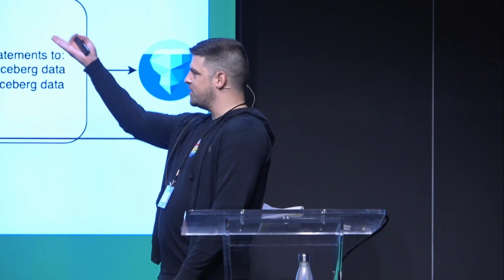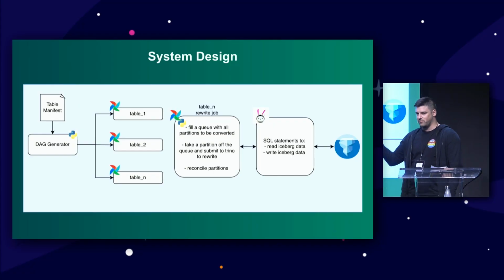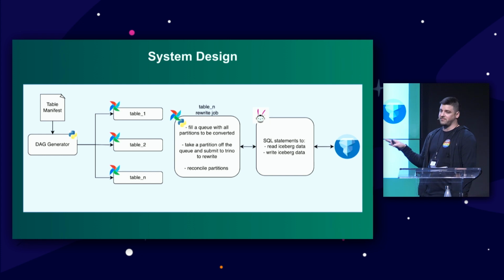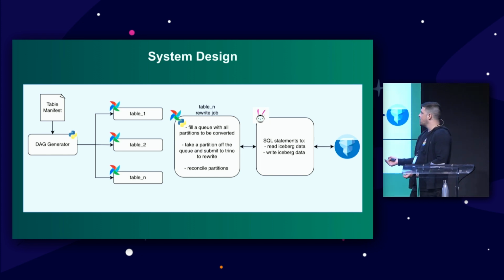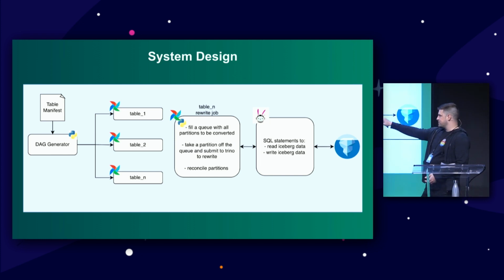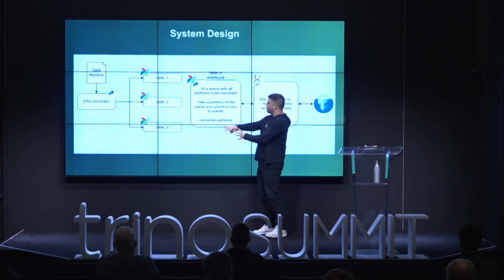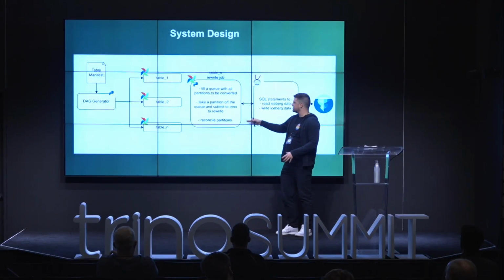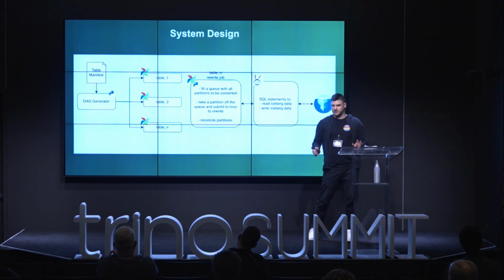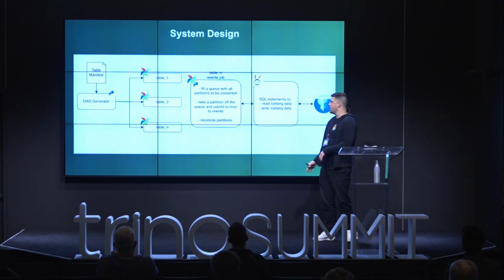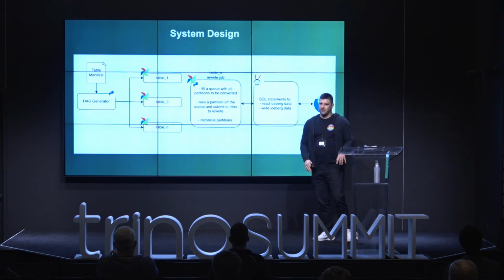So what we would do is take that table manifest and feed it into a Python file. That Python program would basically generate a DAG per table. That's what I'm showing here, the DAG per table. If we blow up into one of the DAGs, this is what we have. We have a rewrite job. The DAGs are actually just single nodes. It's a Kubernetes pod operator that just kicks off a Python script.